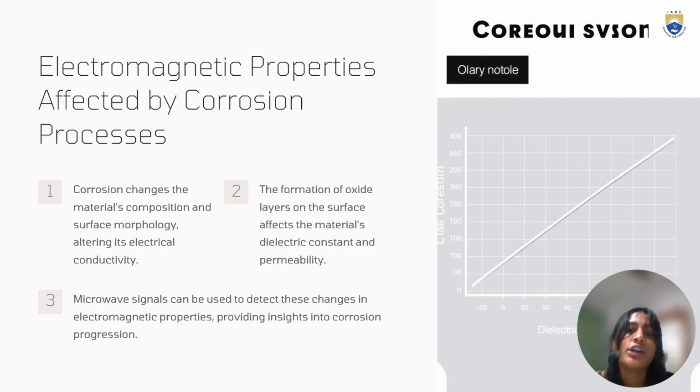Electromagnetic properties affected by corrosion. As corrosion progresses, it alters key electromagnetic properties: conductivity decreases, dielectric constant changes, and magnetic permeability changes. Let's see how it happens. In conductivity, the corroded metal becomes less conductive due to the formation of oxides. Dielectric constant changes. The new oxide layer has a different dielectric constant than the original metal, affecting how the material interacts with electric fields. Magnetic permeability changes. Some oxides, like iron oxide, alter magnetic properties, making it possible to detect corrosion using microwave sensors. Microwave sensors take advantage of these changes to monitor corrosion in real time.